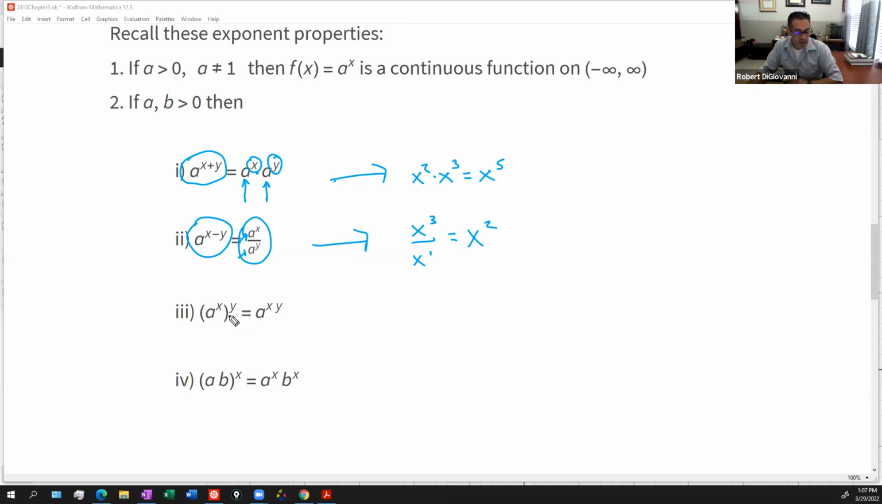This one says if you have something to a power, like 2 to the 3rd to the 2nd, you multiply those two powers. This is 2 to the 6th. And this last one says if you have like 2 times 3 to the 4th, you can do 2 to the 4th times 3 to the 4th. Those are just properties of exponents. Again, college algebra stuff. That all should look somewhat familiar to you. Just make sure you remember those, all right?